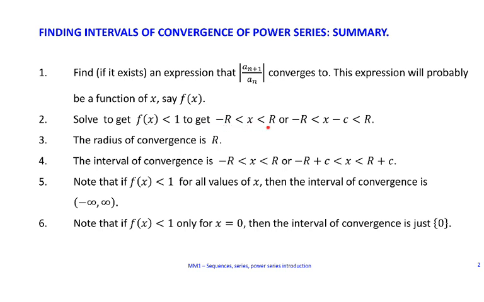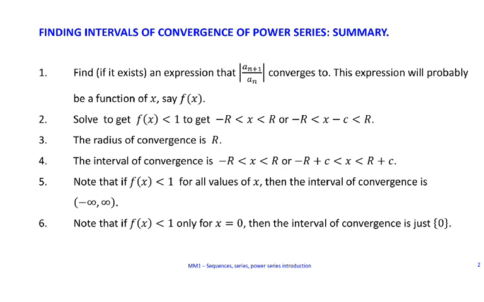And then you'll get minus r is less than x, which is less than r, or you'll have minus r is less than x minus c, if we're actually about c, which is less than r, and r is going to be your radius of convergence. Your interval of convergence, on the other hand, in this case it's from minus r to r, but in this case we have to add our c, so we get minus r plus c to r plus c.